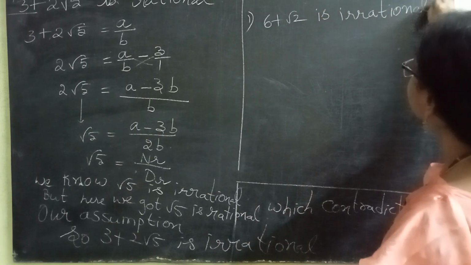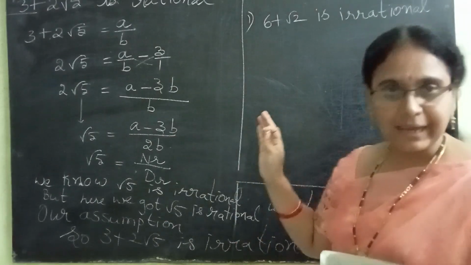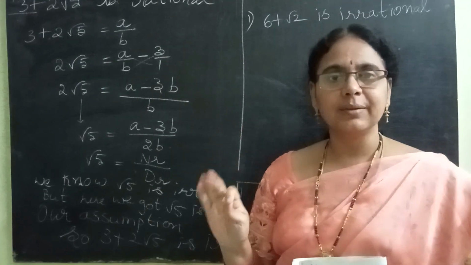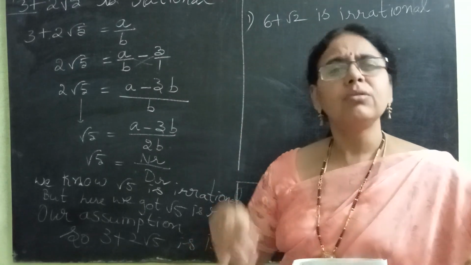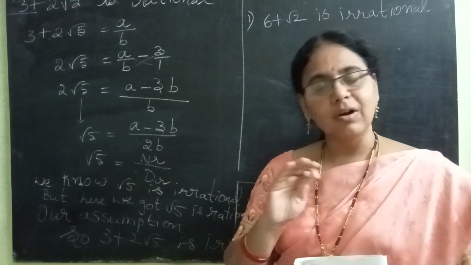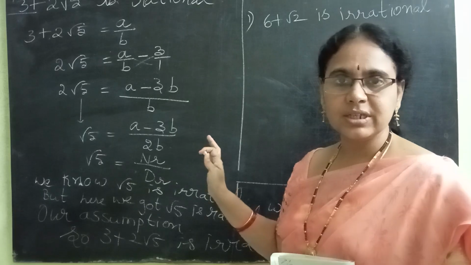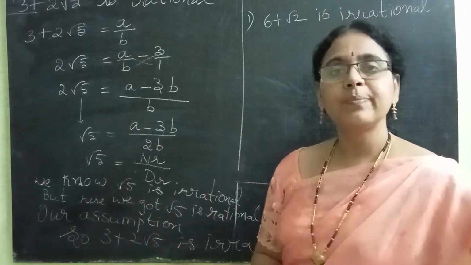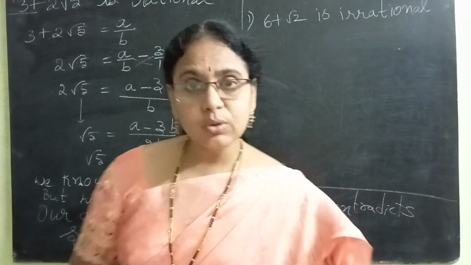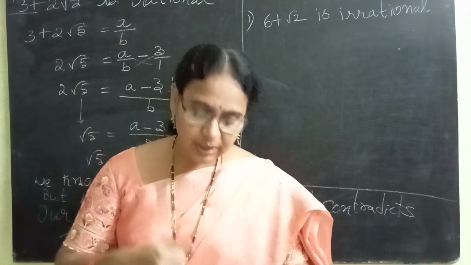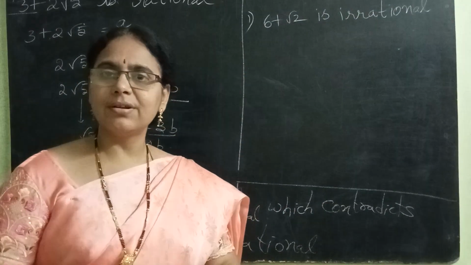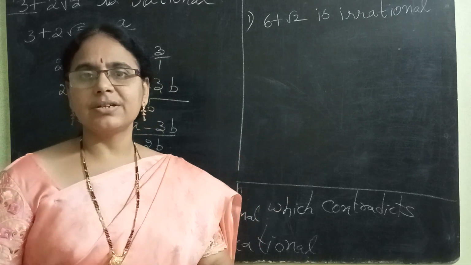You will try. Why? Because what I explained in the class, there is no surety that this exact question will come in the exam. So related to that method, any question he may give. So you have to learn all the questions related to this. I explained 3 plus 2 root 5 is irrational. You have to prove 1 by root 2 is irrational. You have to learn 7 root 5 is irrational. You need to learn 6 plus root 2 is irrational. These are all the same methods only.